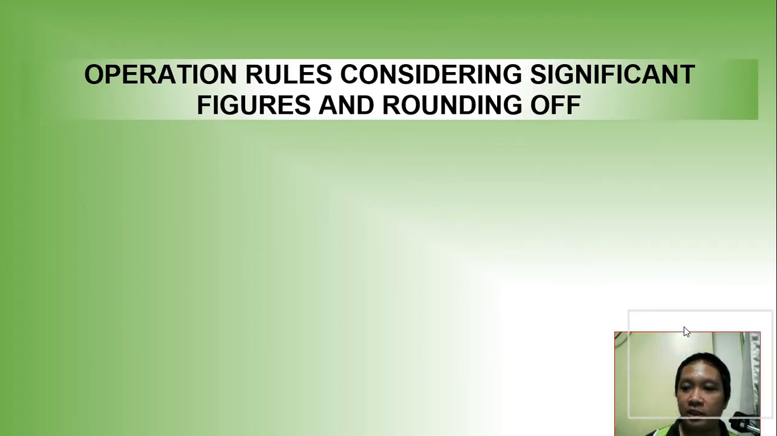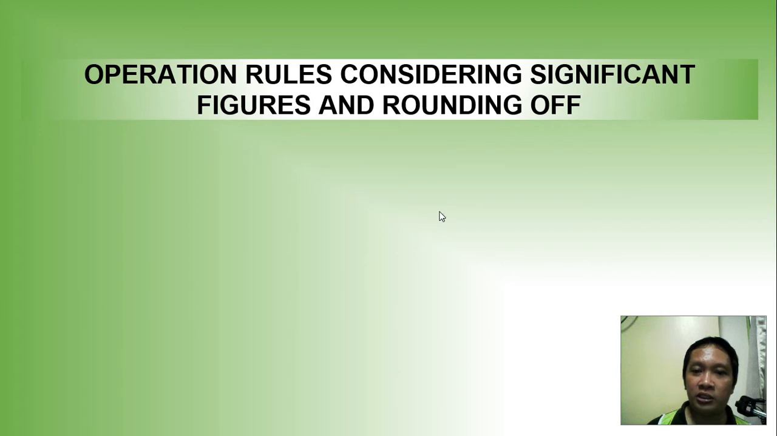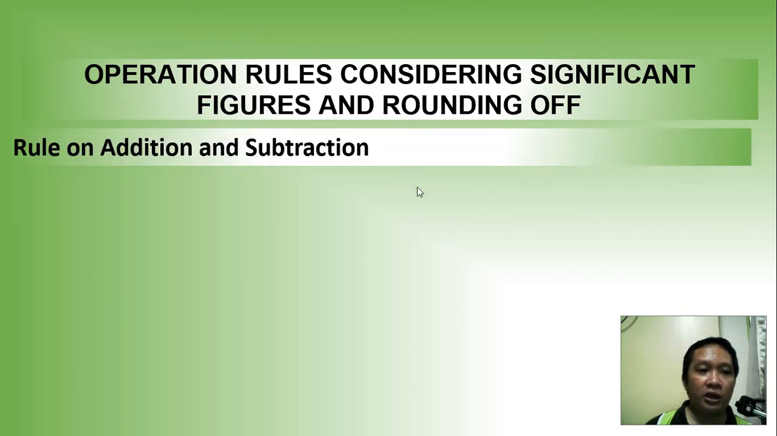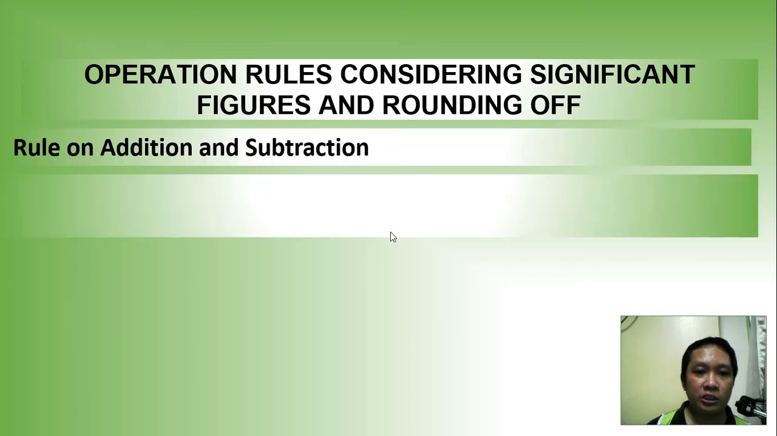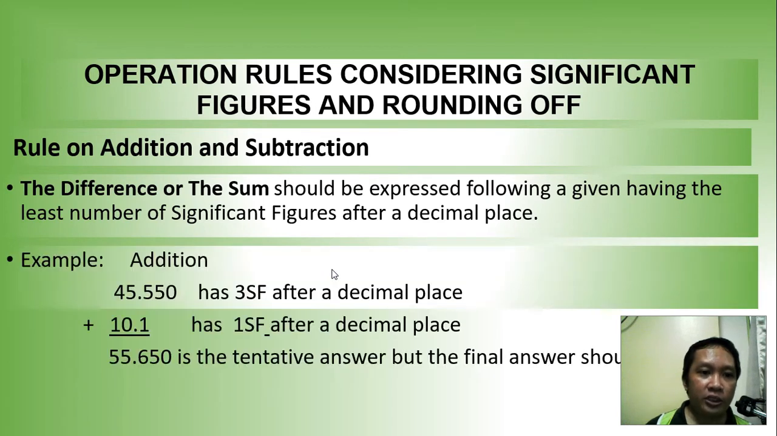Next, this is very important, the rules considered in determining the number of significant figures and the process of rounding off that we are doing when we perform operations like addition, subtraction, multiplication, and division. So the rule on addition and subtraction is as follows. Of course, when we subtract, we will obtain the difference. If we add, then we are getting the sum. This final answer should be expressed following the given having the least number of significant figures after the decimal place. So if we add or subtract, we always consider the number of significant figures after the decimal place.